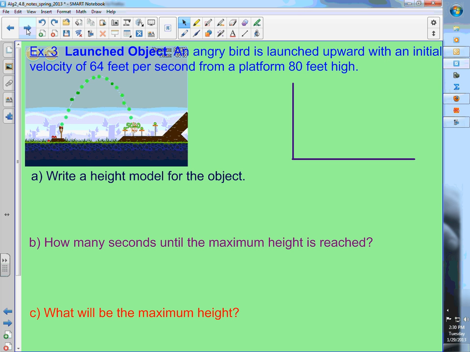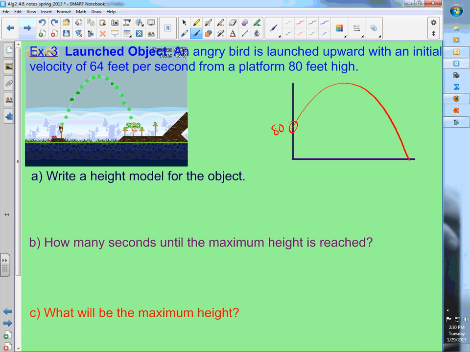So when you look at this, you launch an Angry Bird, right? It's going to follow a parabolic path. It's starting from a height of 80 feet with an initial velocity of 64 feet per second. Again, this is the process that you're going to see. What does it look like? It looks like this. This is 80 feet. And the bird is going to go up and then down.